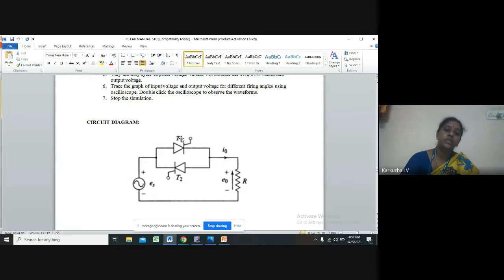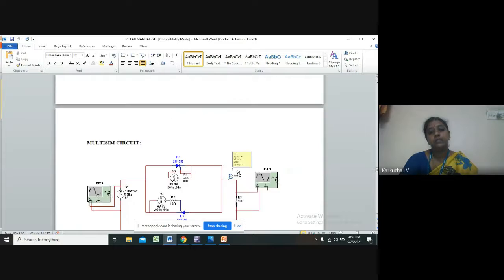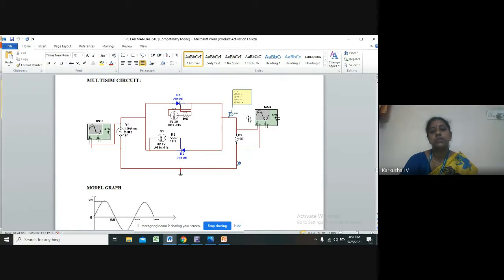You can see two SCRs connected back to back with an AC input, and the output is the R load, the Multisim circuit that is being seen here. So what we are going to do is convert the single phase AC input to a variable output, fixed input to variable output. So the voltage changes, but there is no change in the frequency.